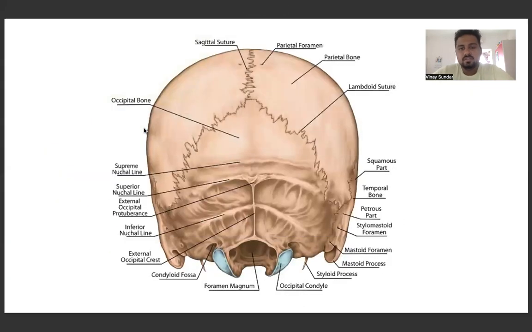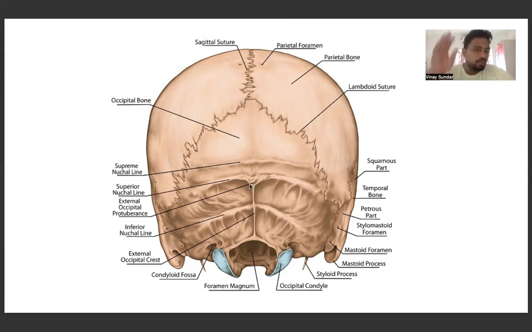Now we're seeing the same structure from the posterior point of view. We saw the same sagittal suture, which is running across the center of the skull, dividing it into two parietal bones. What you see here is the parietal foramen, and this is your lambdoid suture. Here you can appreciate the lambda symbol much more easily, the upside down Y. And this is the occipital bone, the posterior-most bone here.